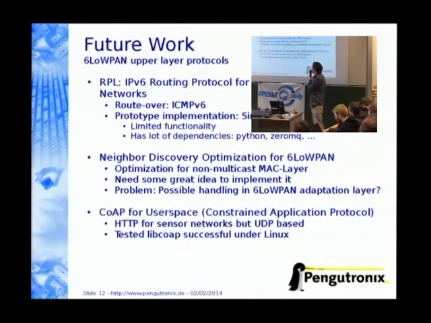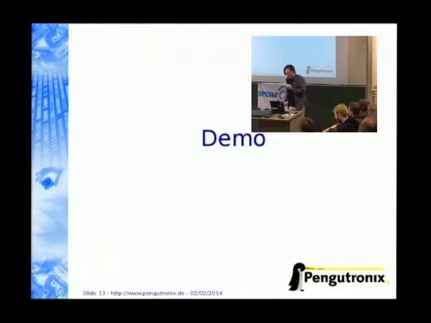Another protocol is CoAP, the application protocol, and it's mainly like HTTP for sensor networks, but it's UDP based. And there's a C implementation, libcoap, and I successfully used this on Linux. And now we come to the demo.